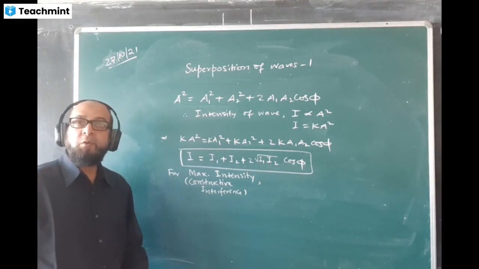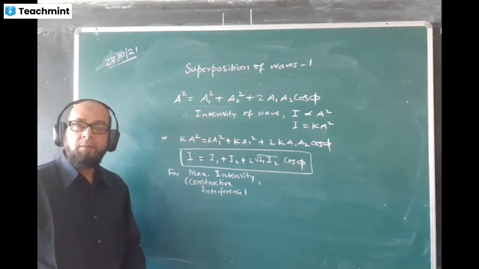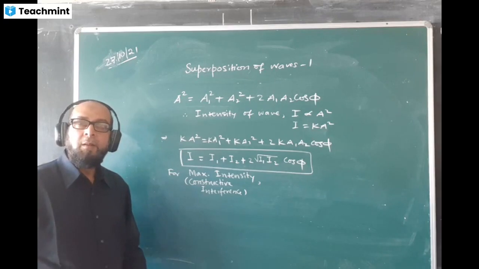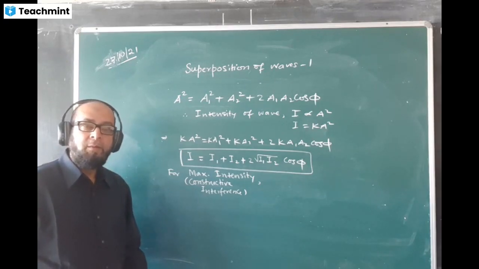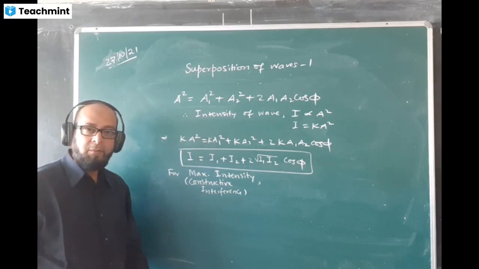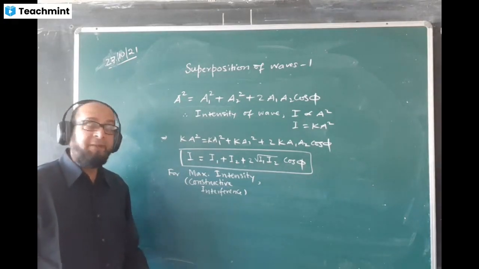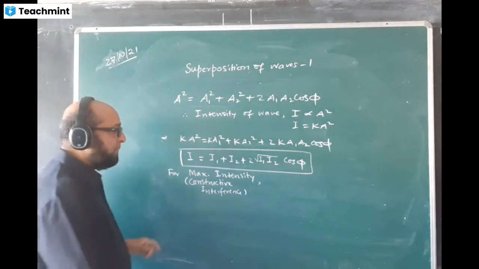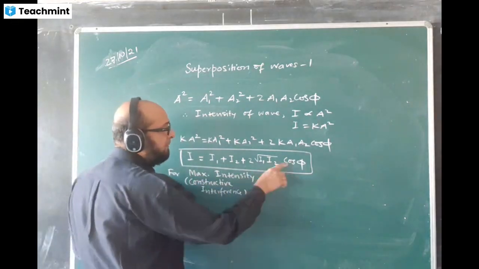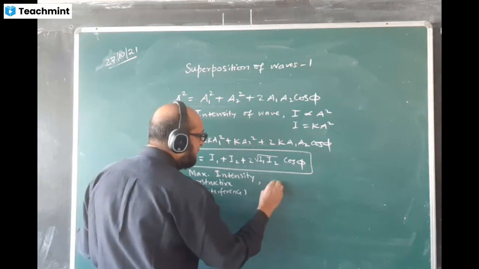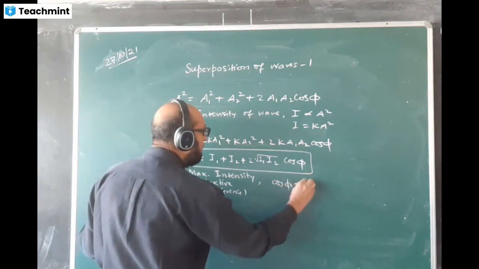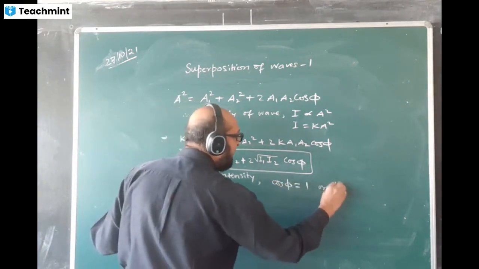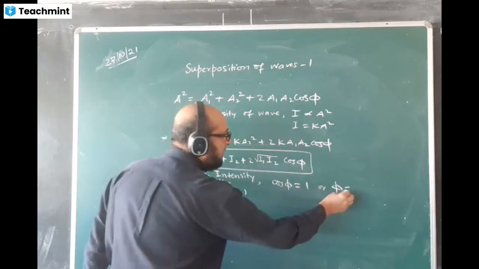When will the resultant of two vectors be maximum? When theta is 0 degrees, when the two vectors are in the same direction. When will the intensity be maximum? We write here: when cos phi equals 1, the phi value must be how many degrees?